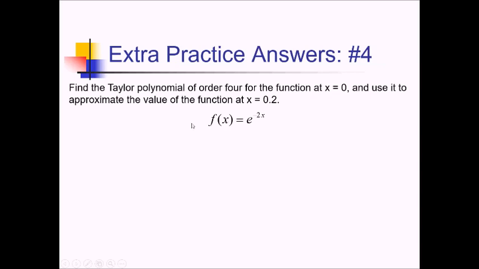For this, we need to find the Taylor polynomial of order 4 for the function at x equals 0. So basically, Maclaurin polynomial, 4th order, and then use it to approximate the value of this function at 0.2. Well, let's start by getting that polynomial.